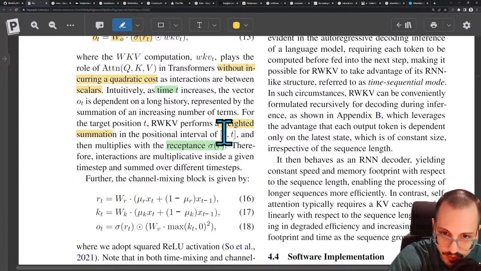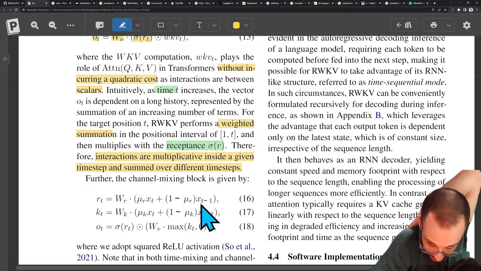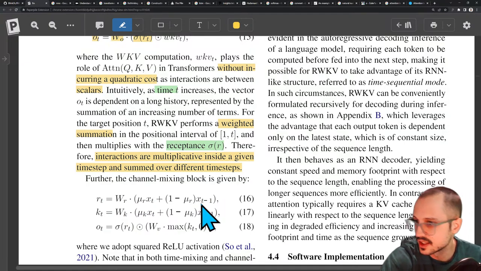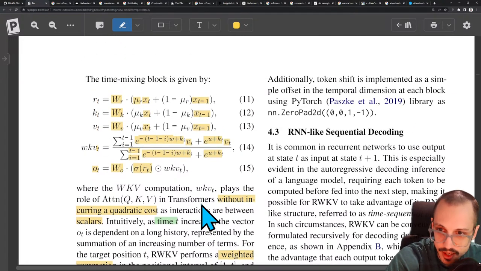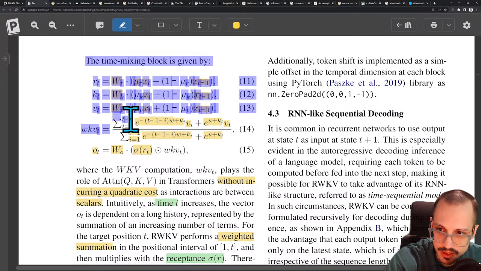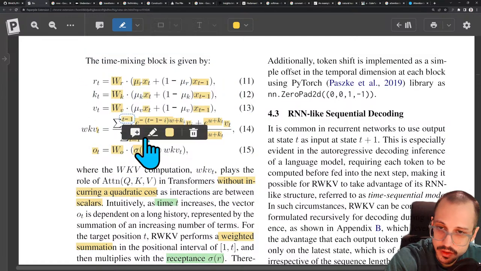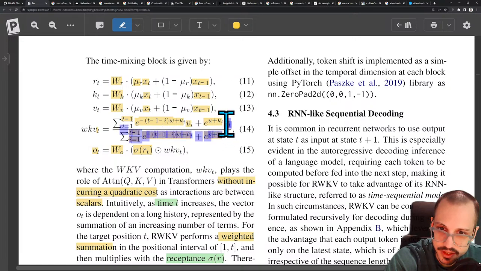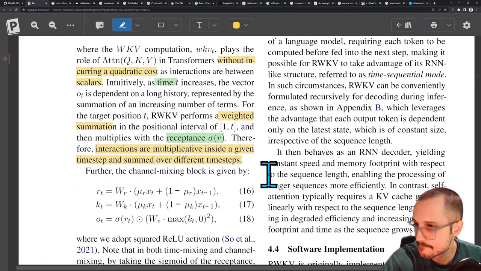Performs a weighted summation in the position of 1 to T and then multiplies with the receptance. Interactions are multiplicative inside a given time step and summed over different time steps. Yeah, so I think it's what you're saying, Kalina. Look at the first term in the sum. It is not dependent on the current time step. So the first term in the sum, yeah, it only goes to T minus 1. But I mean, it is dependent on this here. You do have this V of T here. But you don't have to recompute the whole sum.